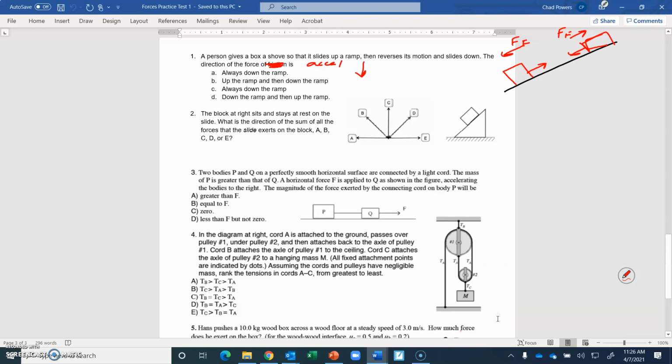The next one. Block at the right sits and stays at rest. So it's at rest, which means it's stationary, right? Which means that when I add up the mg, the Ff, and the Fn, it's going to make a nice pretty triangle, right? So the question says the forces that the slide exerts on the block. Those forces are these two. When I add those two together, right now they're tail to tail. And weight comes from the earth, right? We don't care about that. So when I add these two together, the resultant will be approximately straight up, right?